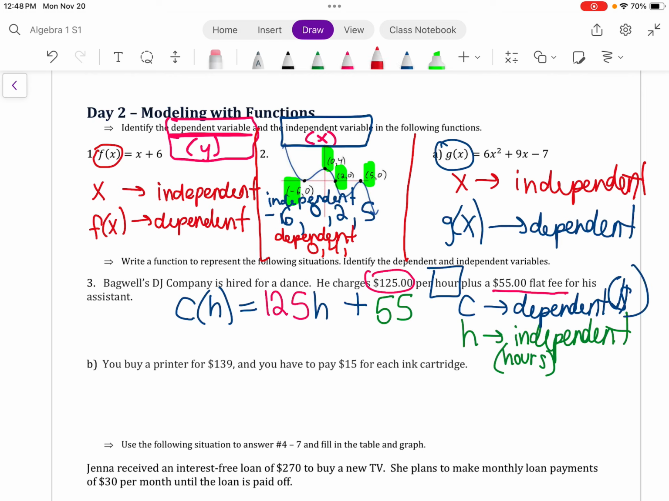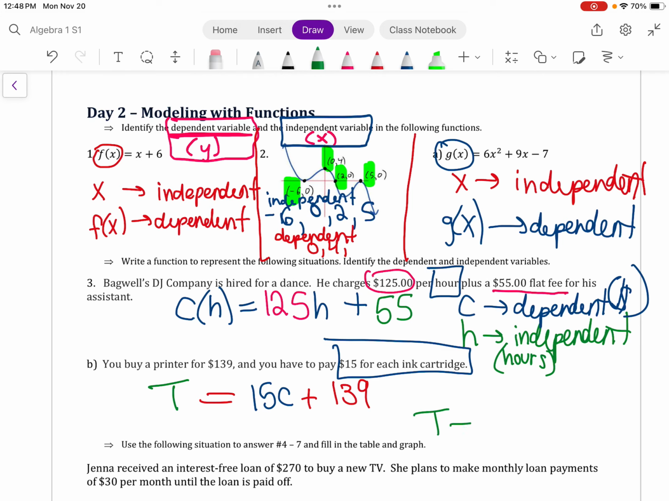You buy a printer for $139 and you have to pay $15 for each ink cartridge. Whenever you see the word each, you want to attach a variable to it. So we can put that to a cartridge. And then you pay $139 for a printer. That's a flat fee. And then what is going to be the total? How many ink cartridges have you paid for?